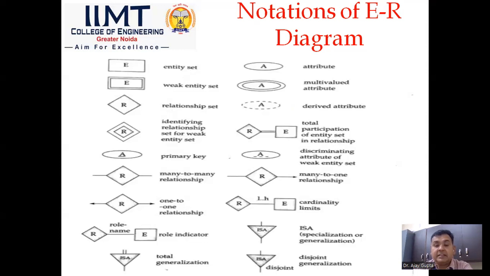Then this is a triangular box. This is represented for specialization as well as generalization. When this figure is read from top to bottom, it is represented for specialization case, and when it is read from bottom to top, it is used for generalization case. So these are the extended ER model. We will discuss in our next lecture about the extended ER diagrams.